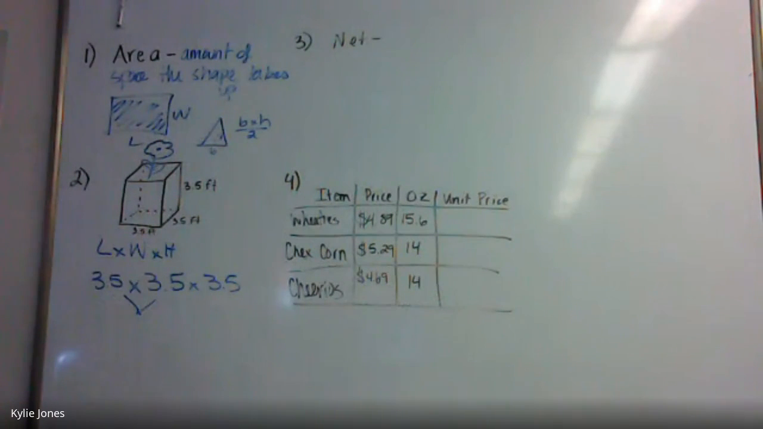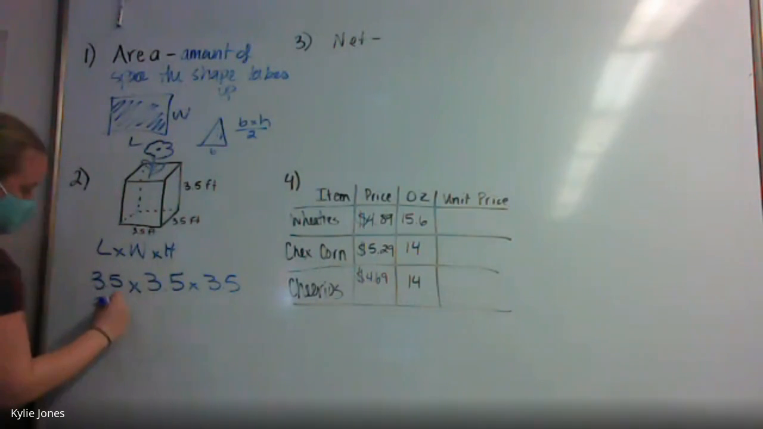Taylor, what did you get? 175. No, that's not what I got either. Should we work it out? Yeah, I want to try to do it in my head. Okay, so let's do 3.5 times 3.5.